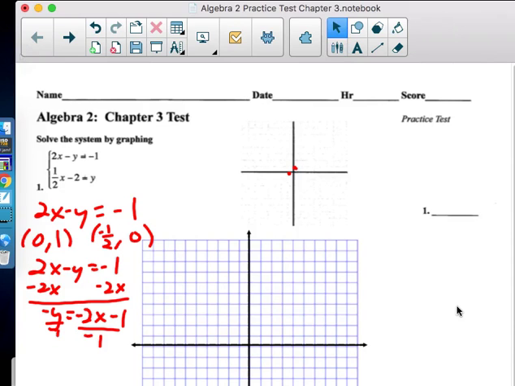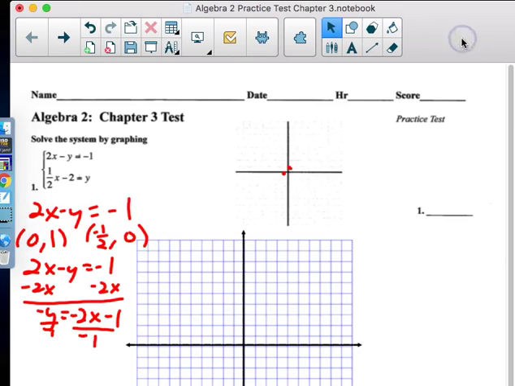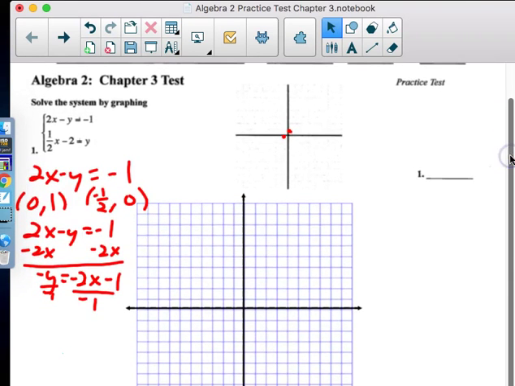So then, oh, come on, smartboard. There we go. A little more space.